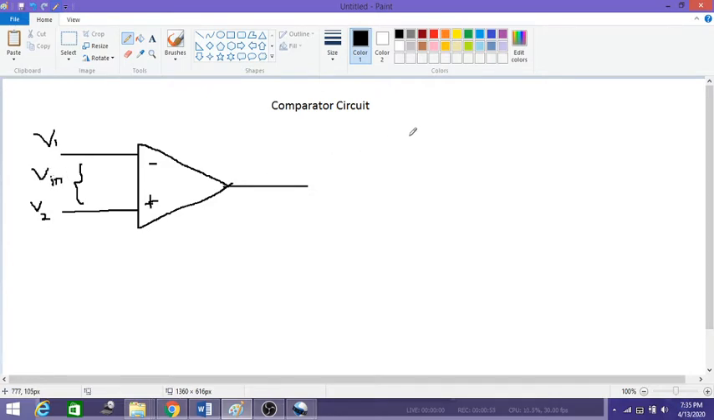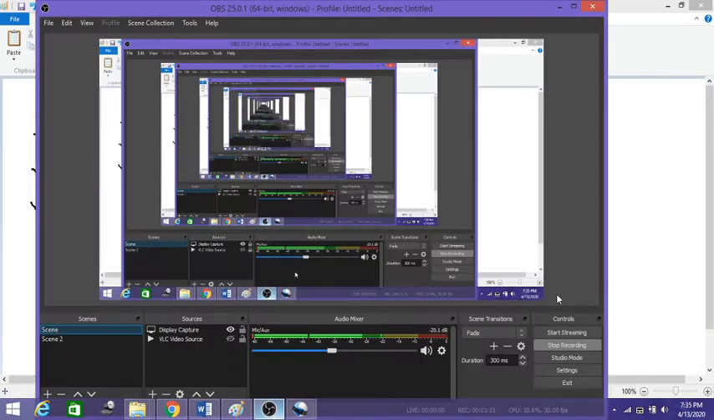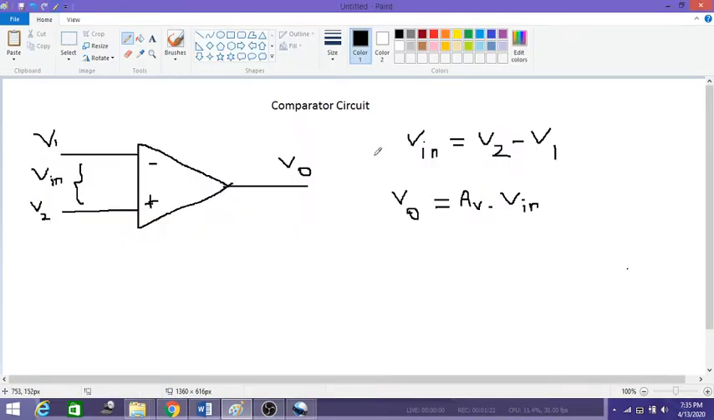Vin is defined as the difference of the two input voltages, that is V2 minus V1, and we have the output V0. So V0 is equal to Av into Vin, where Av is the open loop gain of an op-amp. We know that ideally the gain of this op-amp is infinity.